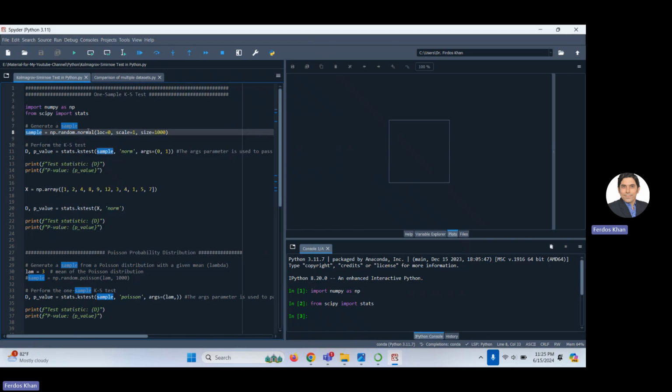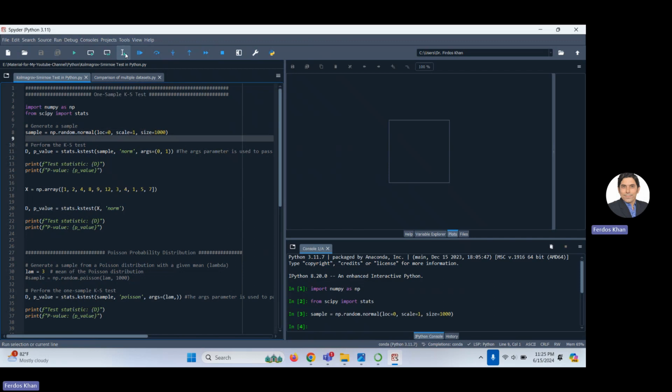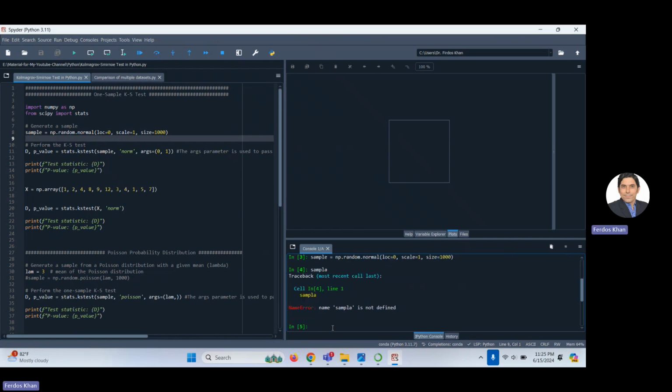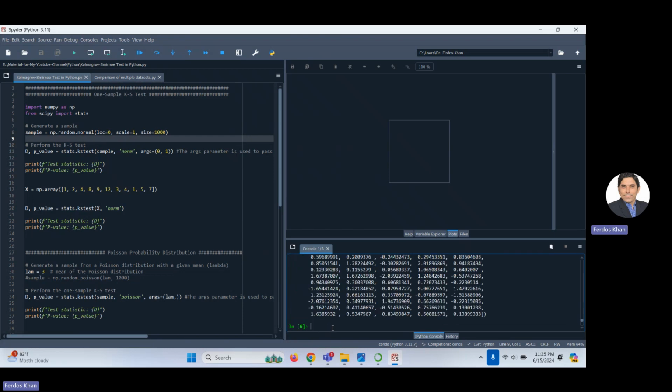np.random.normal, and then the mean is 0, location 0, scale parameter 1, and size, the number of observations, is 1000. So generate this. This is the sample. Now you have this, and you can write sample, so you will see the values. Yes, so these are the values.